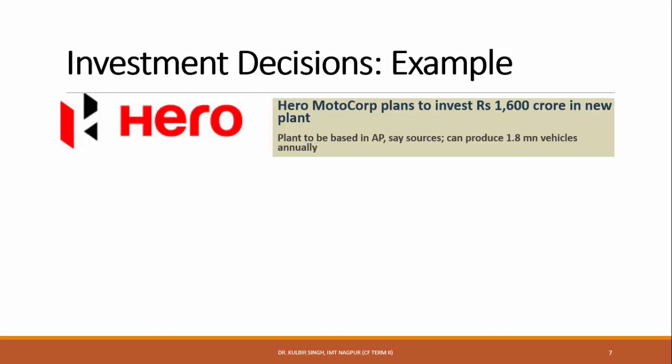Hero Motor Corp, formerly known as Hero Honda Motors Limited, one of the largest manufacturers of two-wheelers in the world, recently announced its decision to set up a two-wheeler manufacturing plant in Andhra Pradesh with a cost of 1,600 crore, which will produce 1.8 million, that is 18 lakh vehicles annually. The question is how it will be financed. Though the company's sources are silent on it, one can still make out the financing decision of Hero MotoCorp.